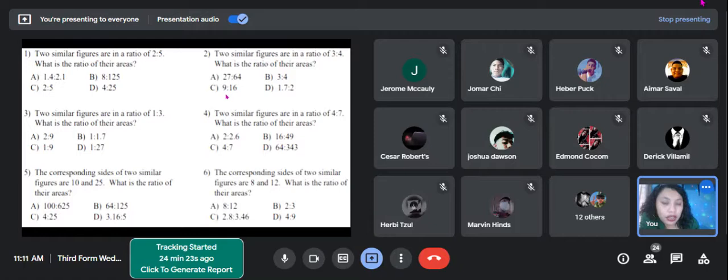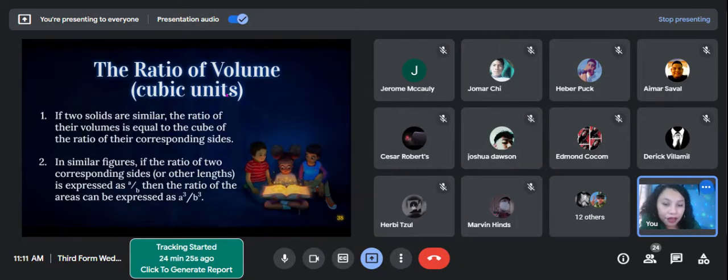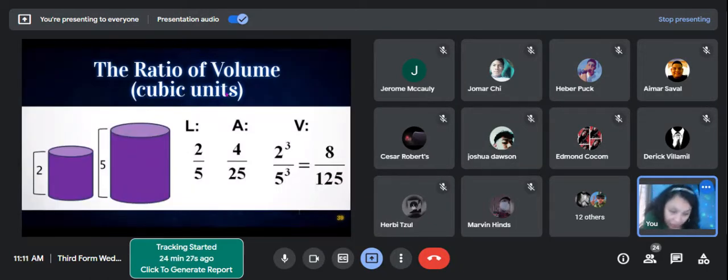Okay. So now, when we're talking about volume ratio, it is basically the same thing. When we're talking about similarity ratio, we're just going to say the lengths, 2 over 5 or 2 to 5, because that is similarity. When they're asking you for the area ratio, we are going to be doing 2 times itself and 5 times itself, and that gives me 4 over 25.